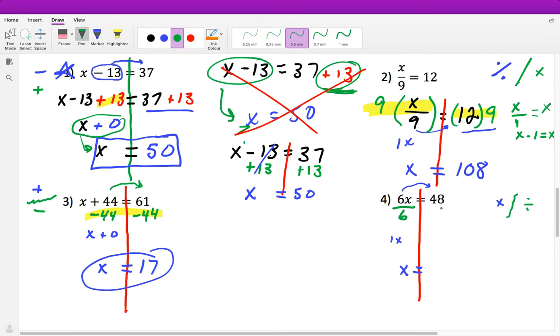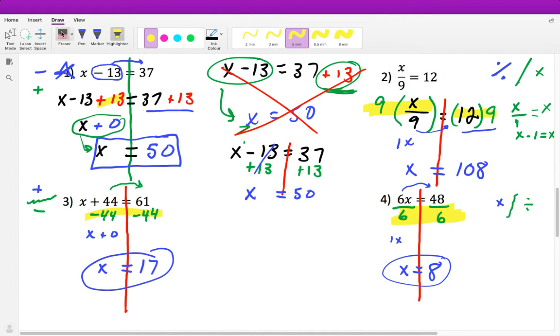And now what we do to one side, we must do to the other. And 48 divided by 6 is then going to give me 8. All right, and that would be our final answer. So the way that you must show me your work is this. Show me your inverse operations.